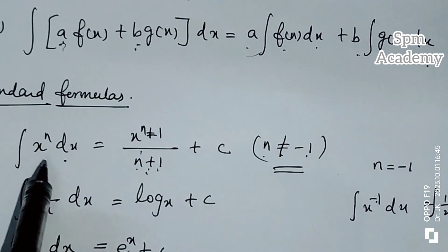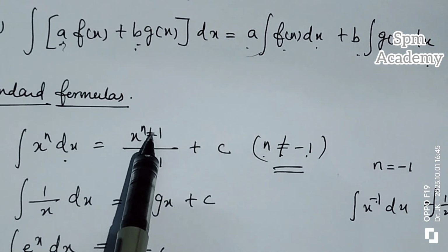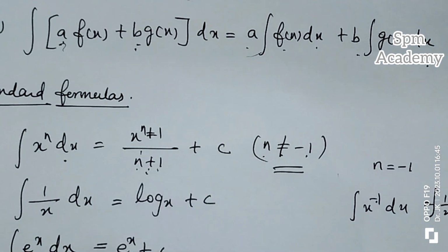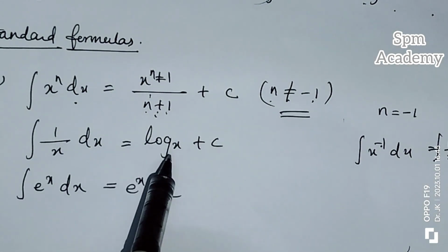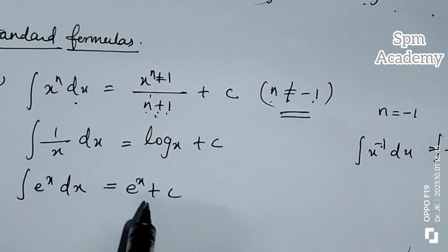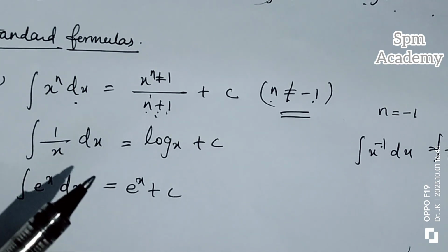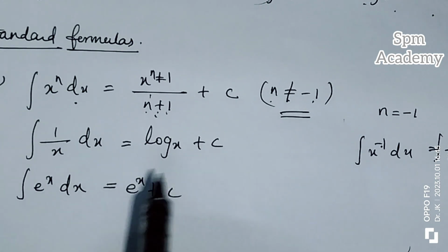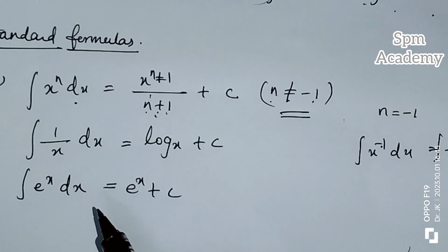So the first one is integration x power n into dx is equal to x power n plus 1 by n plus 1 plus c. The second formula is integral 1 by x dx is equal to log x plus c. And the third formula is integral e power x dx is equal to e power x plus c. These three formulas are very important, which means we are going to use only these formulas. We omit trigonometric functions like sine, cos and tan. These are not in our syllabus.